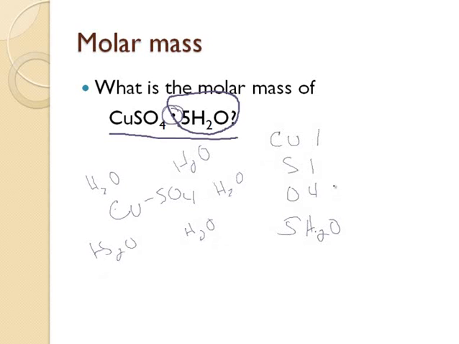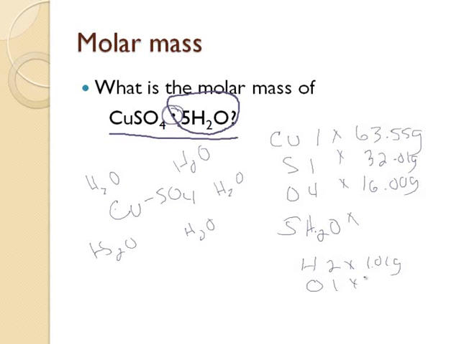The reason we do that is because we do this a lot, and it's good to just know what the molar mass of water is, which, do enough of this and you'll know it by heart. 63.55 grams for copper, 32.01 grams for sulfur, 16.00 grams for oxygen. Water is going to be 2 times 1.01 grams for hydrogen, oxygen 1 times 16.00 grams. This is going to be 2.02, and I'm going to end up with 18.02.